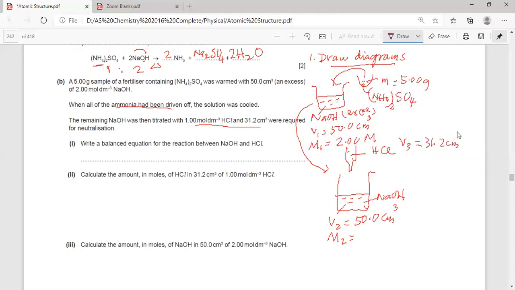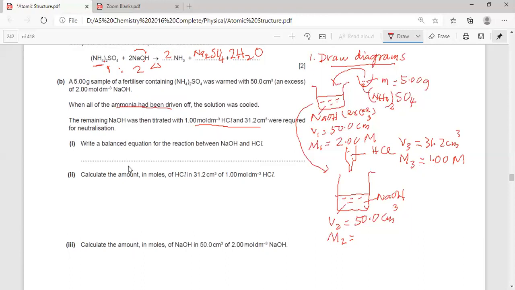31.2 cm cube. And what's my molarity of HCl? Given as well. How much is it? 1.00 molar. Okay? So let's do the question now. That means for complete neutralization of the remaining unreacted excess NaOH is this one here.